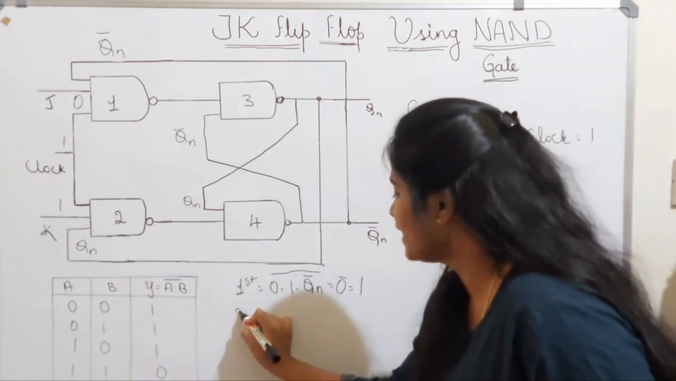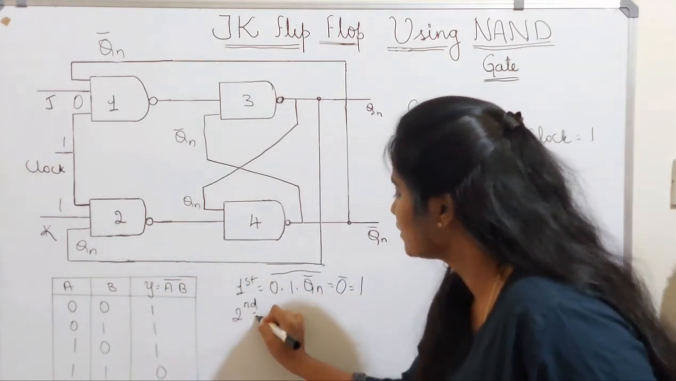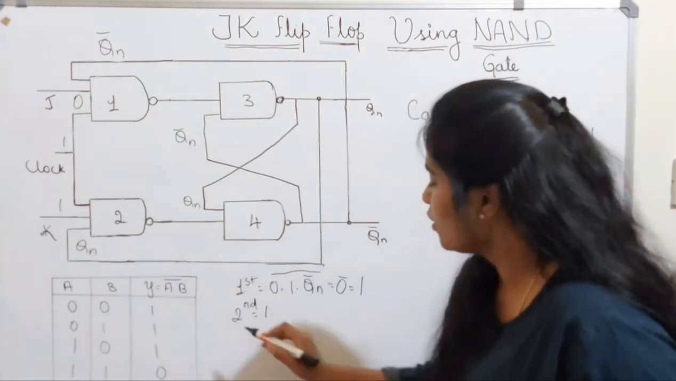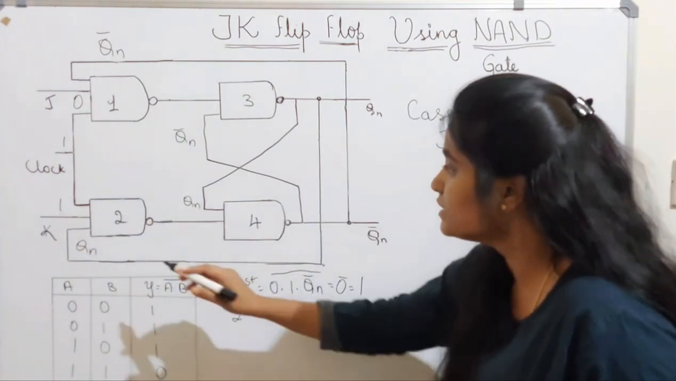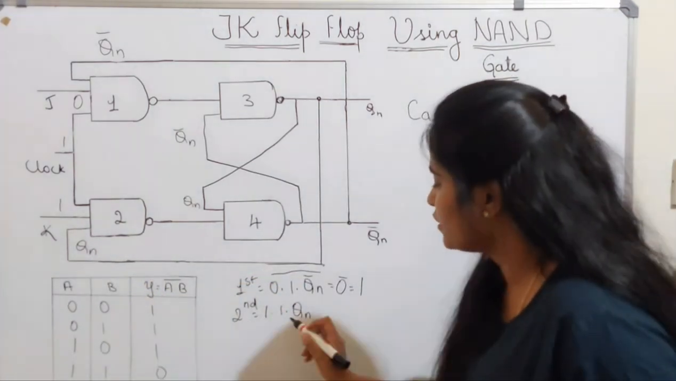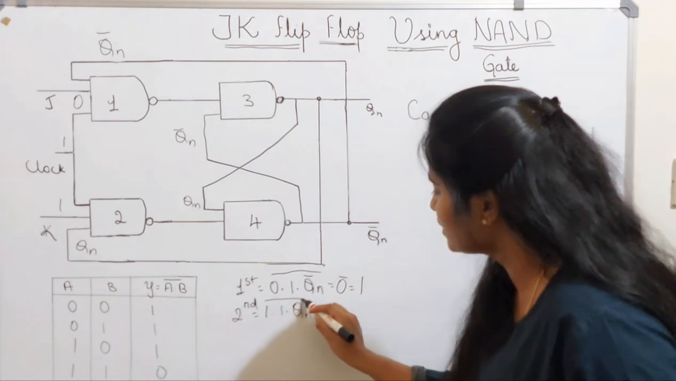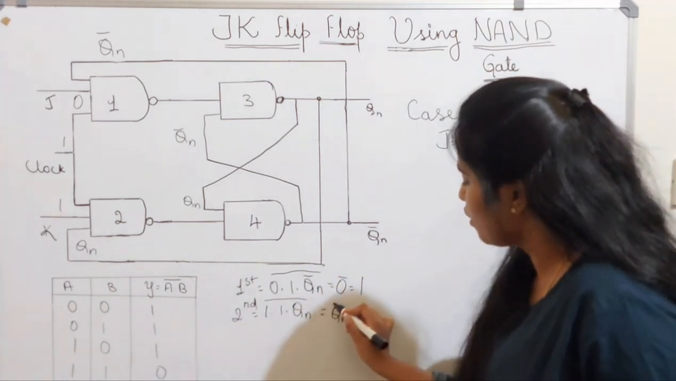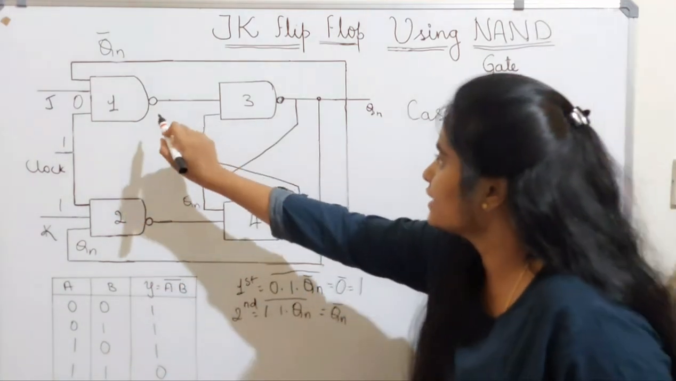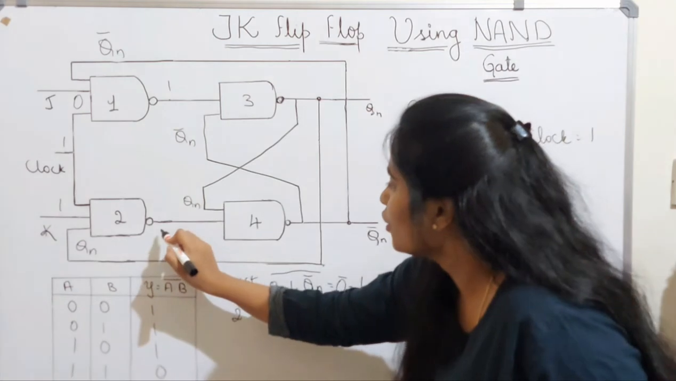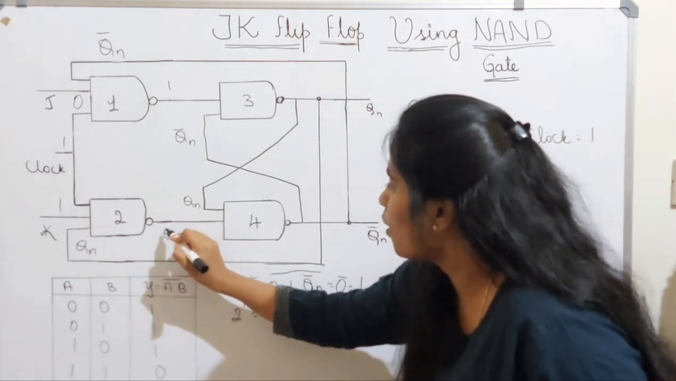Let's move on to the second NAND gate. The first input is 1. The second input is 1, that is the clock pulse. The third input is Qn. Reference to the expression, I'm complementing all three values. Qn, I'm writing down this complement here. So the first NAND gate's output is 1 and the second NAND gate output is Qn complement.